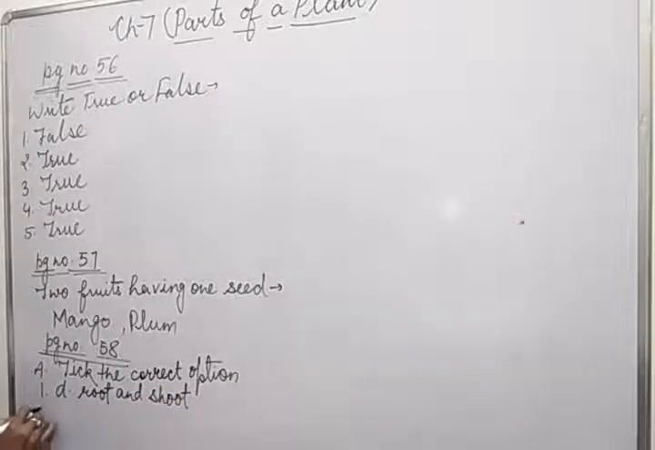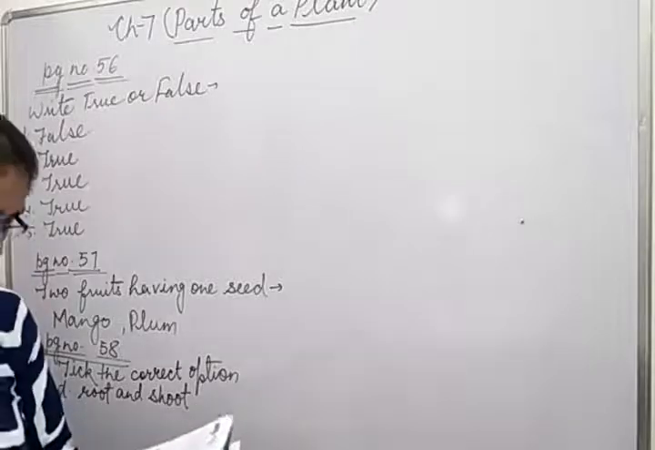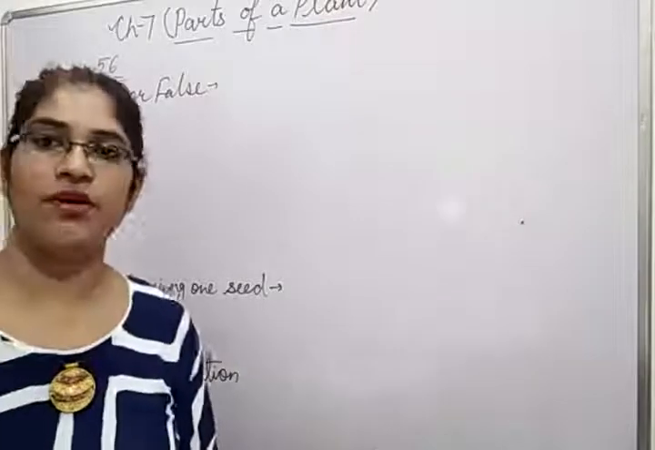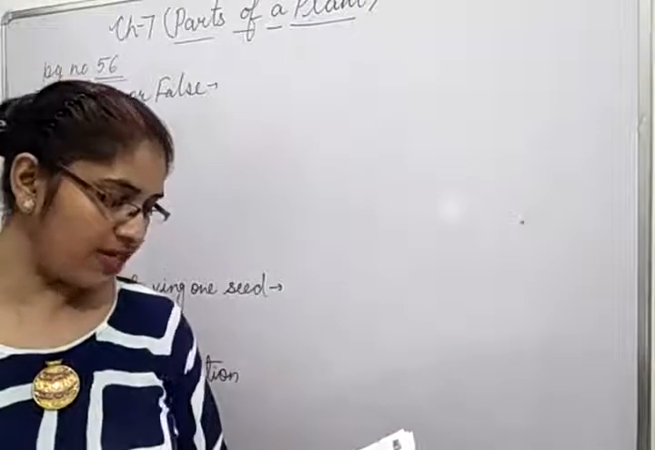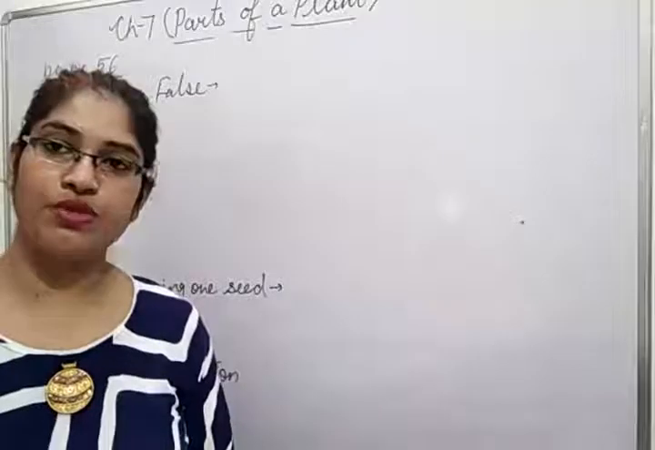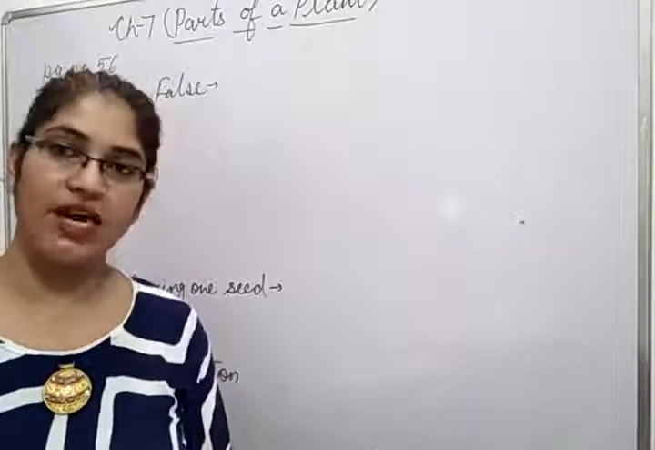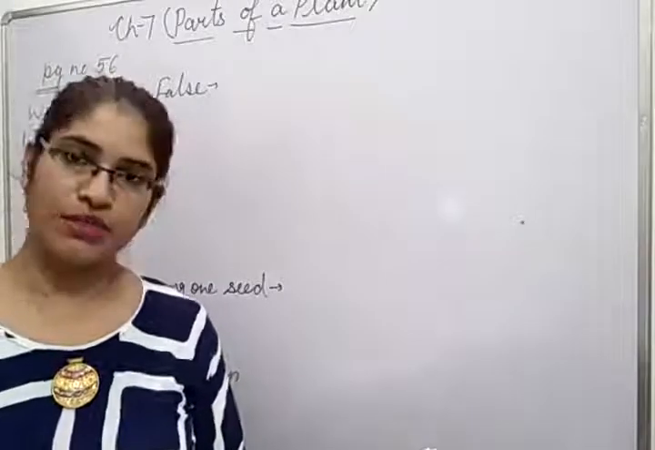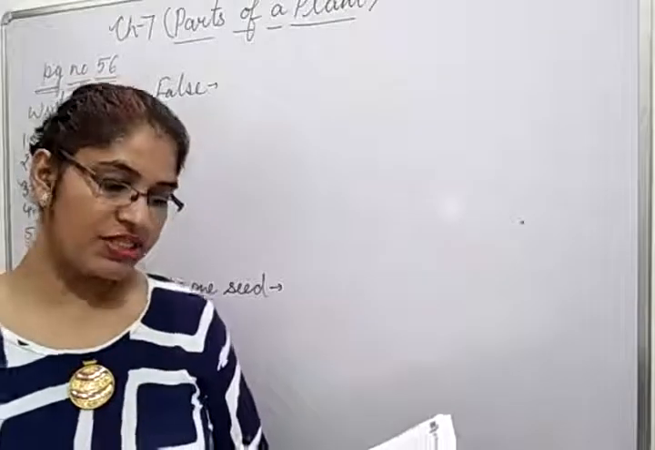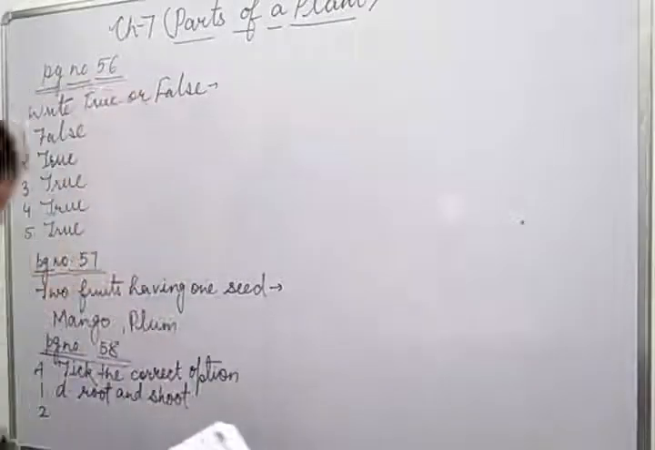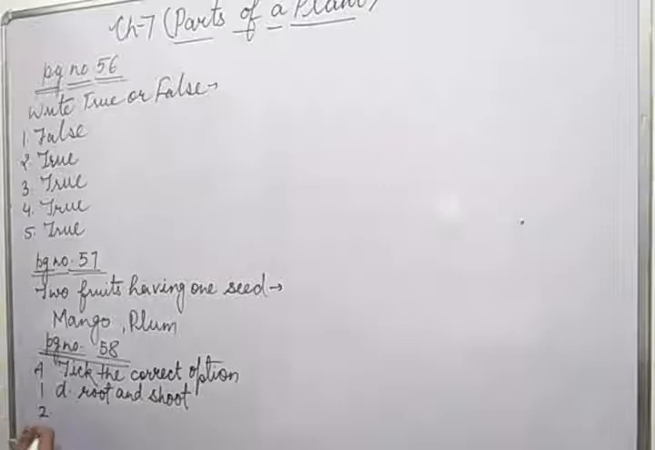Okay children. Now second, rose, hibiscus and tomato have which kind of root, they are asking. The A option is fibrous root, B is taproot, C option is fibrous shoot and D option is tap shoot. So which root are they having? They are having taproot. You can tick the B option, taproot.